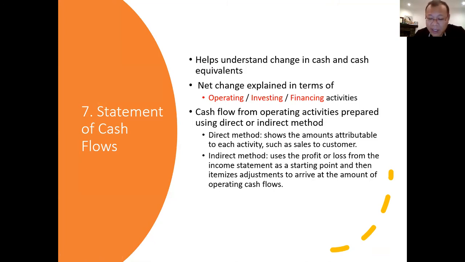So the last one is the cash flow statement. Remember, we talked about the three activities: operating activities, investing activities, and financing activities. There are two methods to prepare a cash flow statement: direct method versus indirect method. In 2100, you learned how to prepare a cash flow statement using the indirect method. So there's another way to prepare it, and that one is called the direct method.